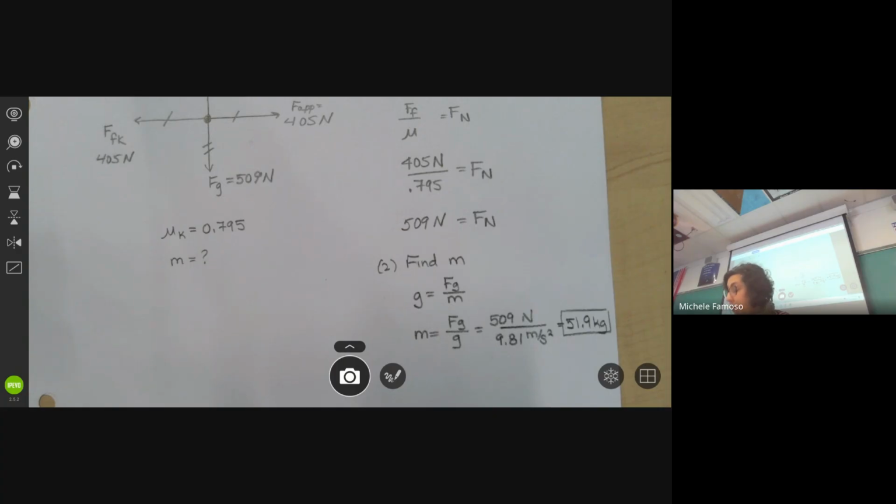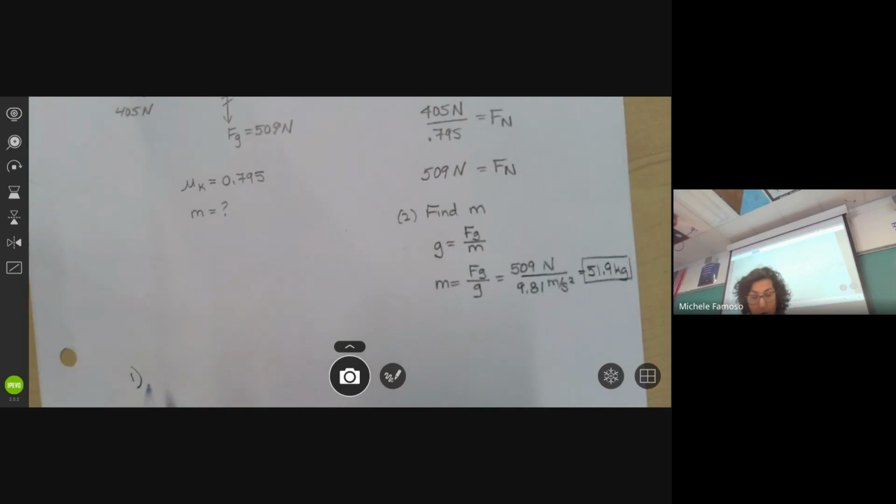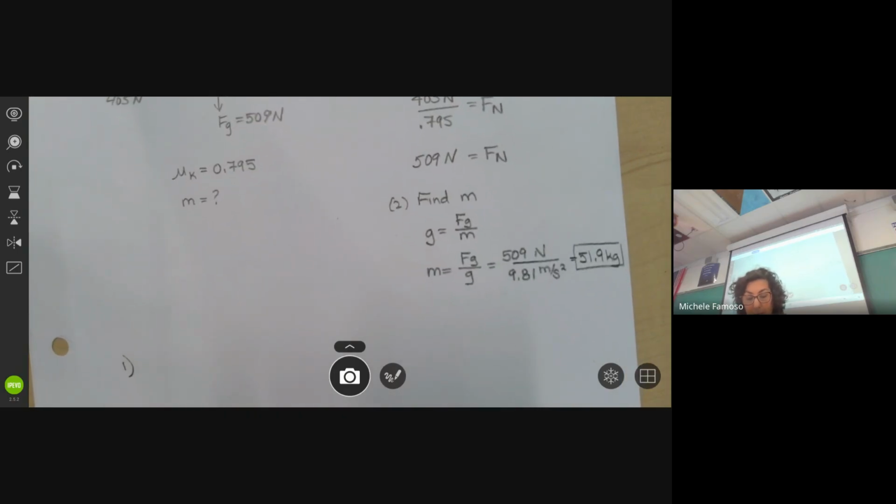Vicki? Number 1. Okay. In question number 1, it says we have a 28.6 kilogram crate sliding across the floor. All right, so here is the crate, and I know the mass of that crate is 28.6 kilograms. Now it tells me that the coefficient of kinetic friction is 0.750. I want you to find the force of kinetic friction between the crate and the floor.